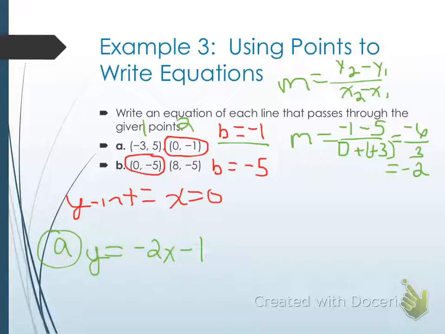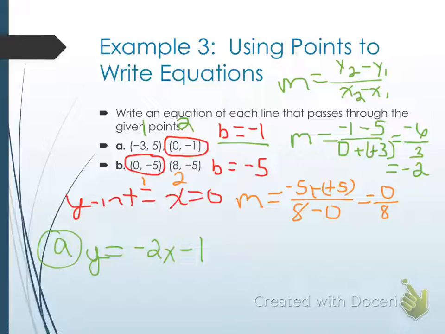For B, we're going to find it again. I'll just say this is 1, this is 2. So y2, which is -5, remember, y is the second number, minus a -5. And then x2, which is 8, minus x1, which is 0. Keep change. We have -5 plus 5, which is 0. And 8 minus 0 is 8.